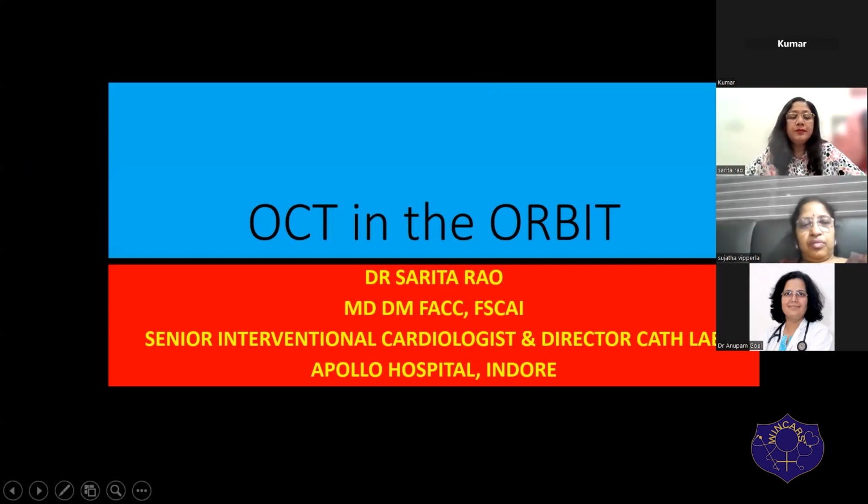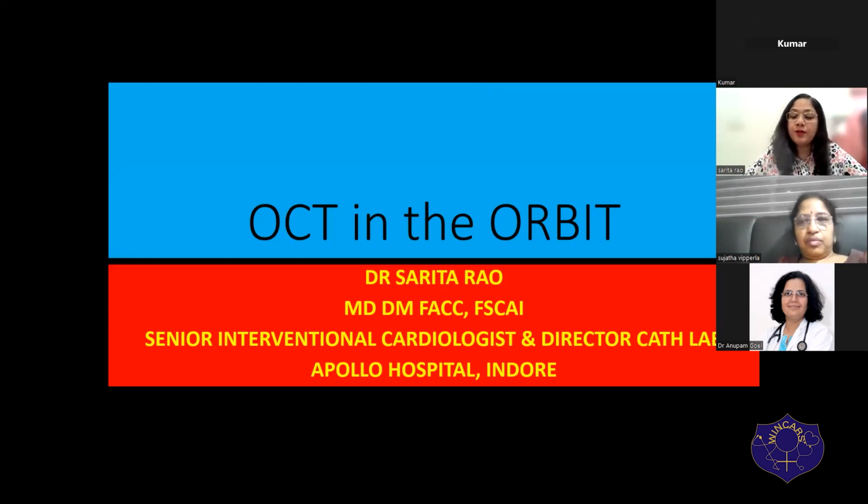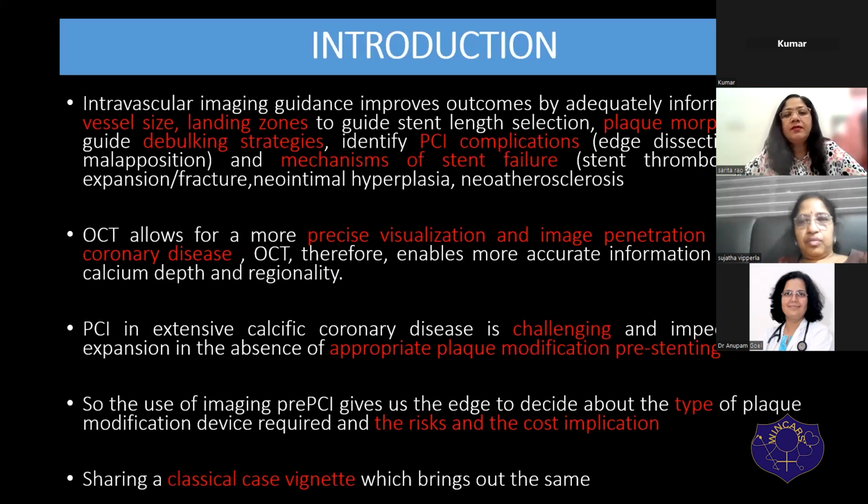Good evening, everybody. We'll be talking about OCT in the orbit today. We know that imaging helps us in adequately preparing our vessels, deciding the vessel size and the landing zone. Most importantly, with imaging we can look at the morphology of the plaque to decide the best debulking strategy, especially in calcified lesions, where we frequently get stuck when there is under-expansion of the stent and we haven't prepared the bed well. That affects our outcomes and often leads to stent failure.